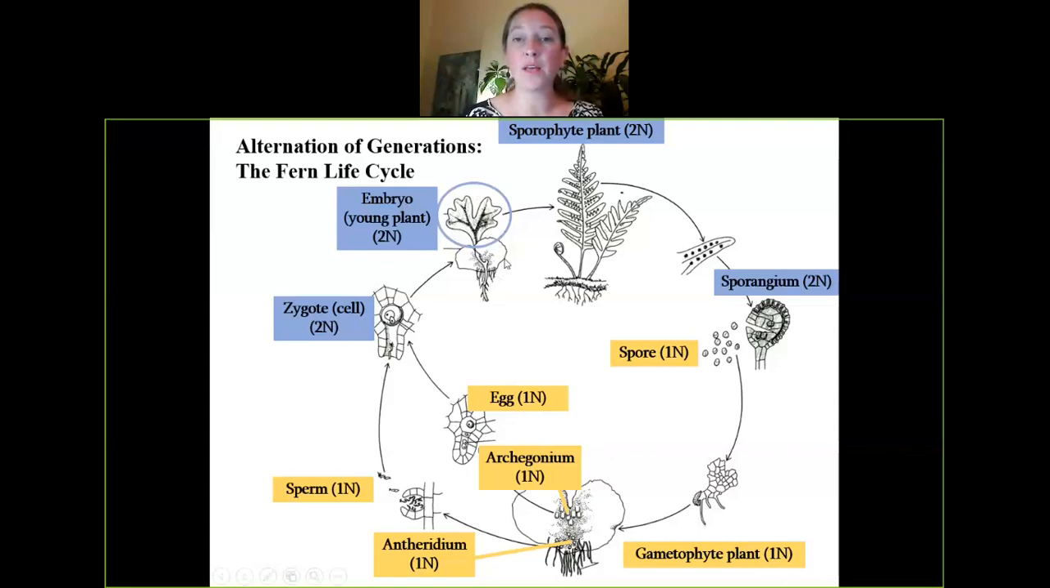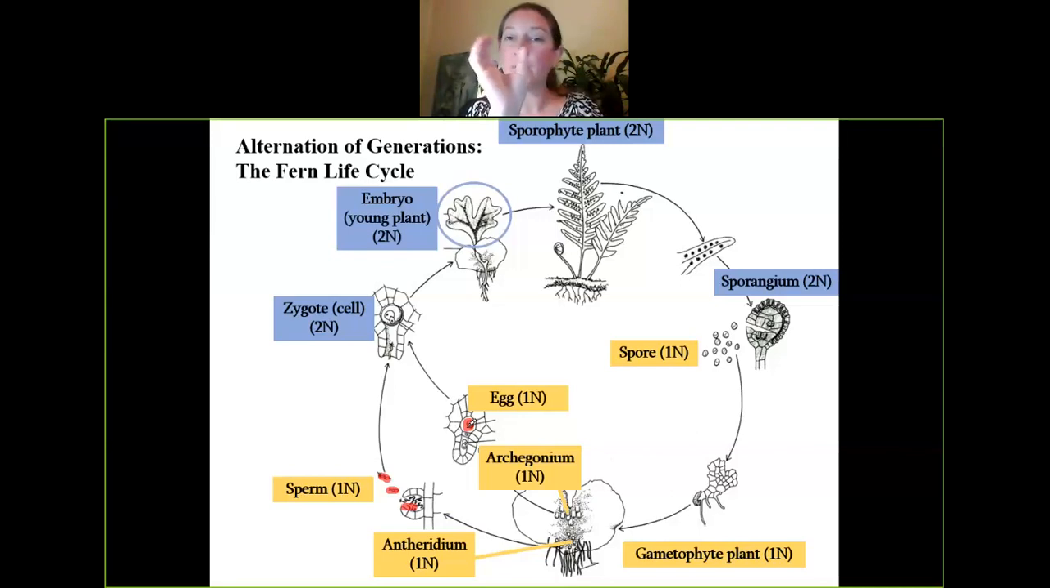Why? Well, because the egg stays, right? So sperm here, look. Sperm leaves. Here's sperm inside the antheridium. Here's sperm that has left, right? Sperm leaves the antheridium. Egg stays. Egg doesn't go anywhere. Egg stays put in the archegonium. So if the egg is there, sperm will come to the egg.